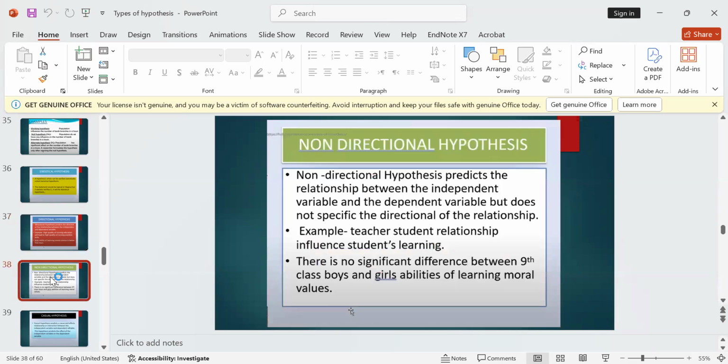Non-directional hypothesis. A non-directional hypothesis predicts the relationship between the independent variable and the dependent variable, but does not specify the direction of the relationship. For example, teacher-student relationship influences students' learning. There is no significant difference between 9th-class boys and girls' ability of learning moral values.